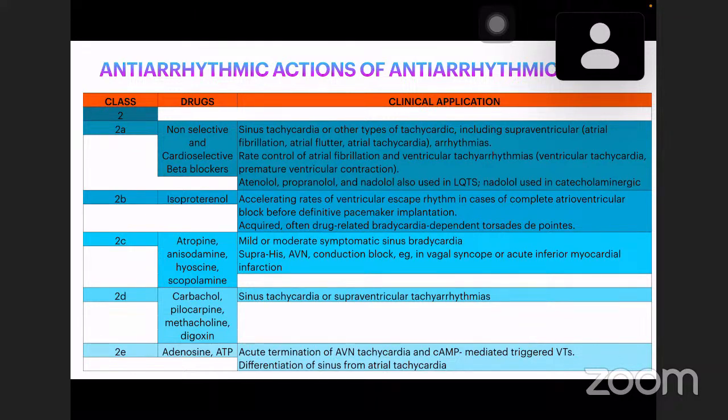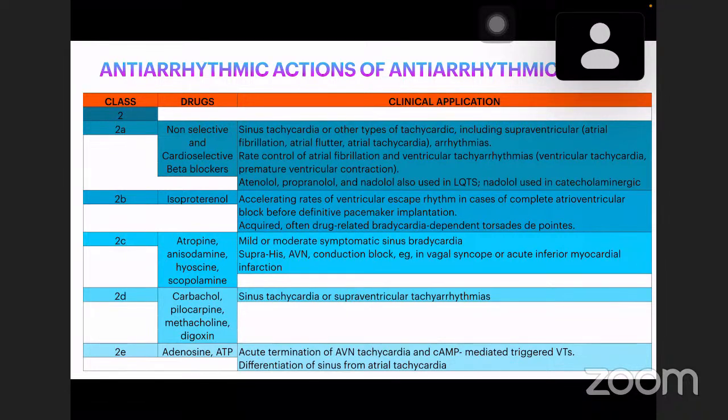catecholaminergic increase in the heart rate. It can be used for increased heart rate due to catecholamine infusion. Nadolol can be used.